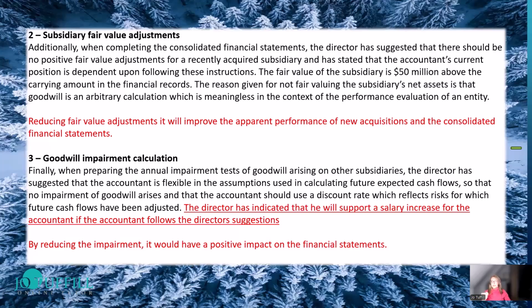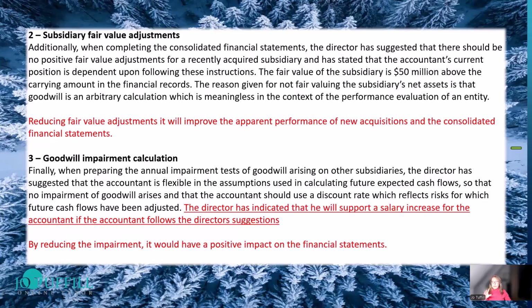That refers to probably exhibits 1, 2, and 3, even though it is in exhibit 3. That is the fundamental issue going on here. The finance director is trying to coerce the accountant into supporting his views on all 3 of those exhibits. And therefore, by reducing any impairment on goodwill, you are obviously going to have a positive impact on the financial statements because you won't be writing it off to the profit and loss.